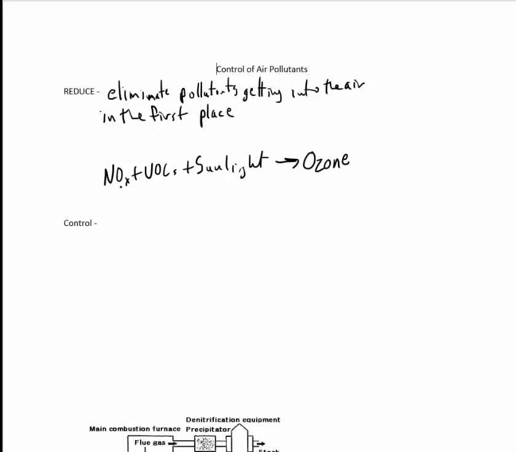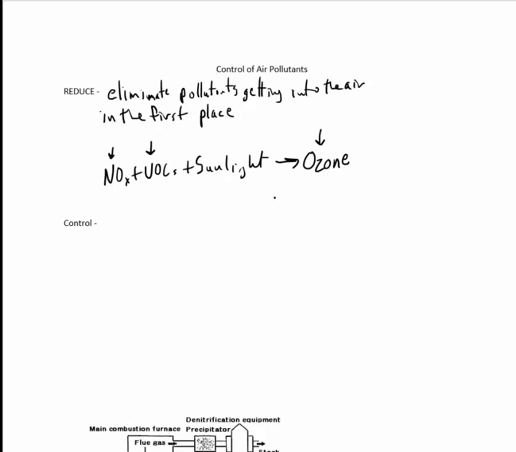Okay, so if we can lower the amount of NOx getting into the air somehow, or lower the amount of VOCs getting in the air somehow, obviously we can't eliminate the amount of sunlight, but if we can eliminate one or both of these things, then the ozone levels would drop as well. So most control of smog, at least, is centered around that one thing.